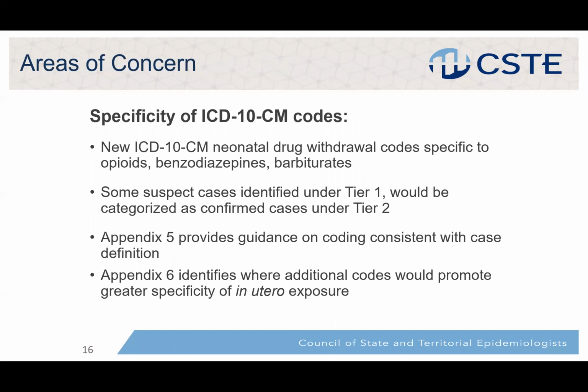One has to do with the specificity of the ICD-10 codes. So we need more specific codes. We know that some suspect cases identified under Tier 1 will become confirmed cases under Tier 2, until we have specificity. Next slide.